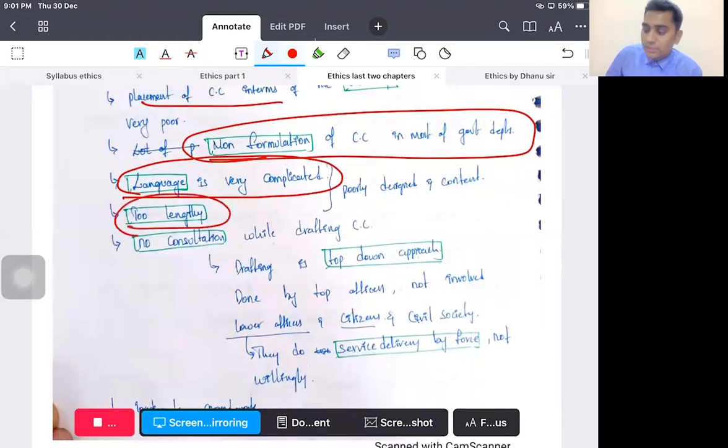And this is too lengthy, right? Even before getting the work done, reading that takes time. In that time, you could have gone and got the work done. So it is too lengthy.